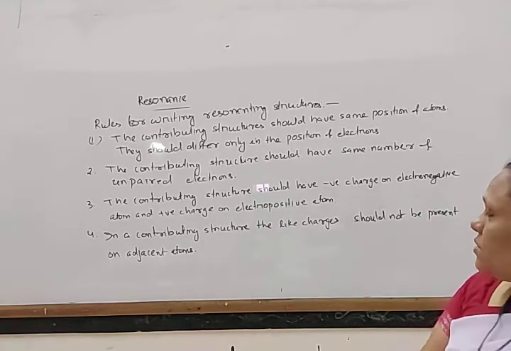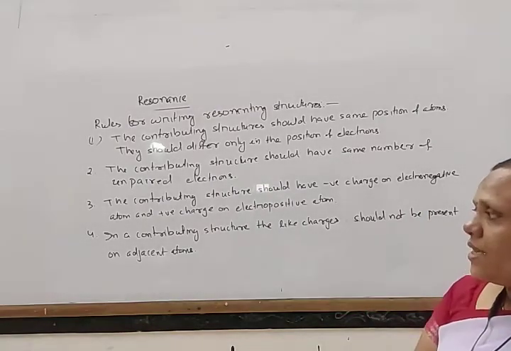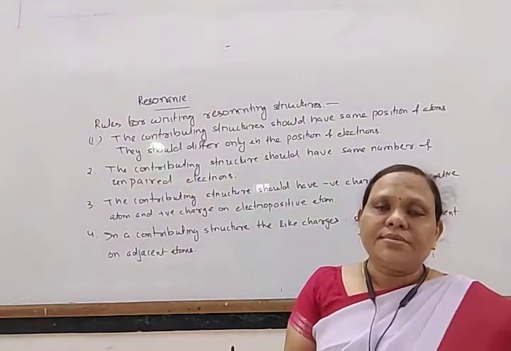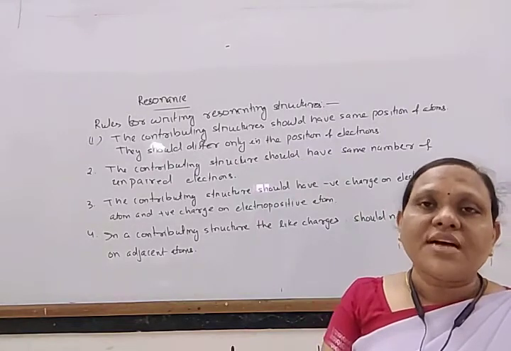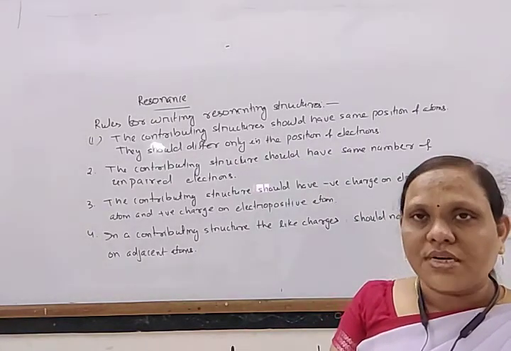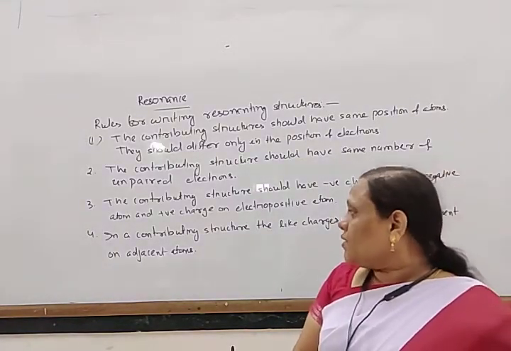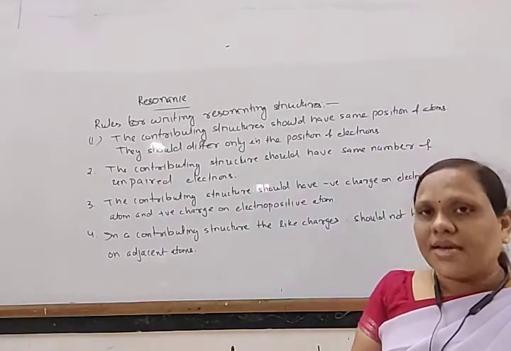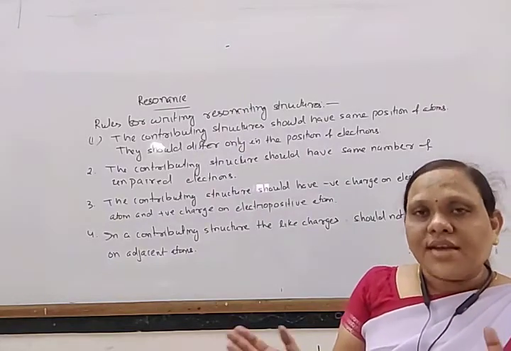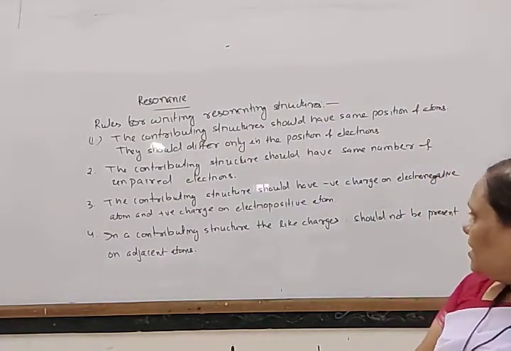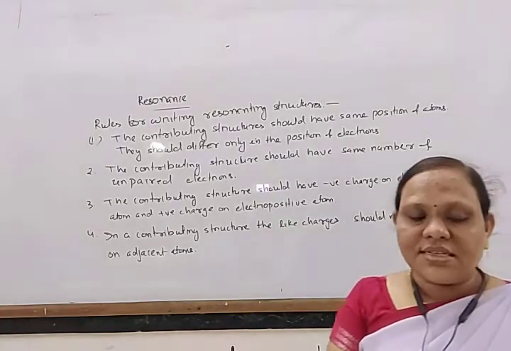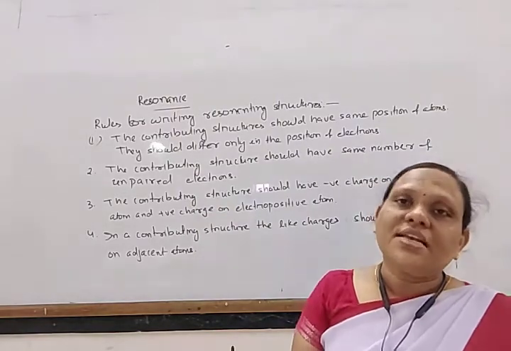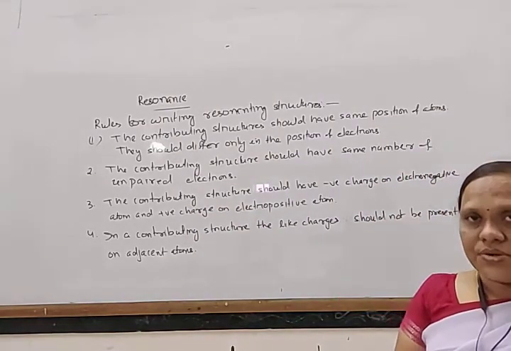The contributing structures should have negative charge on the electronegative atom and positive charge on the electropositive atom. If negative charge is given to an electropositive atom, then that structure has less contribution towards resonance. In a contributing structure, like charges, that means two similar positive charges or two similar negative charges, should not be present at adjacent positions. If this type of structure is given, then that structure has less contribution towards resonance.